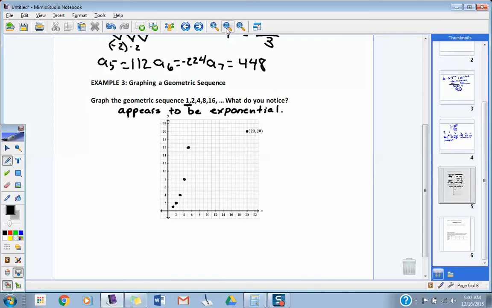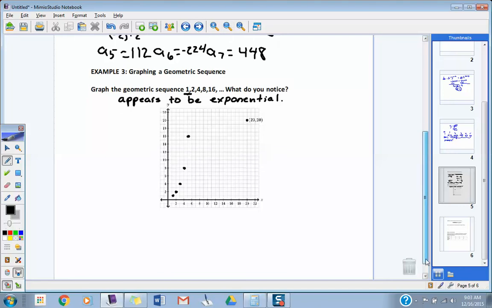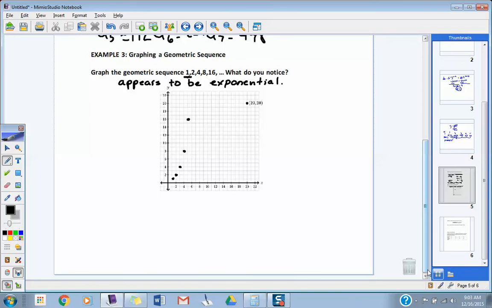So geometric sequences appear to be what type of function? Exponential. All right. Now again, keep in mind we have to have b greater than 0 in order for that to happen. The negatives kind of throw stuff off. We won't talk about that too much. All right.